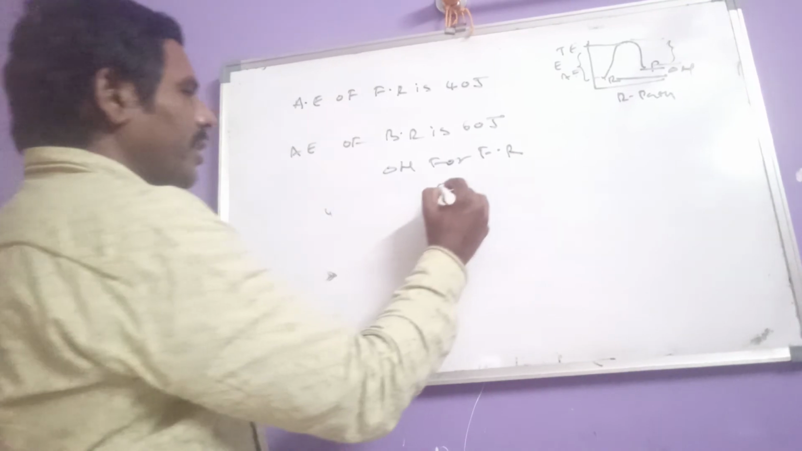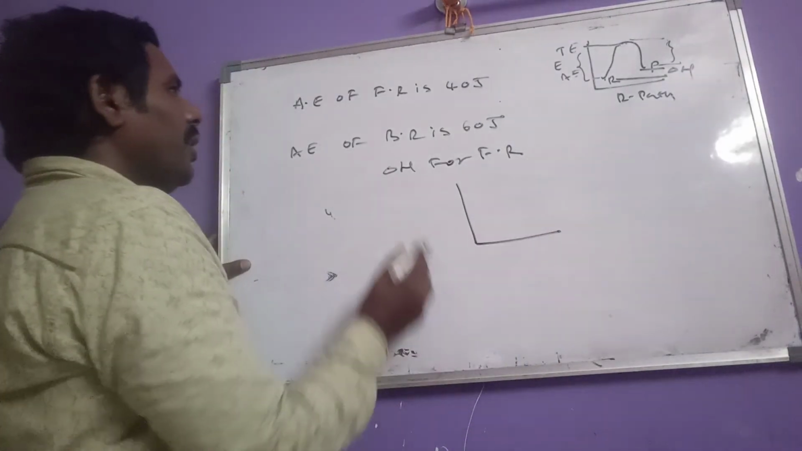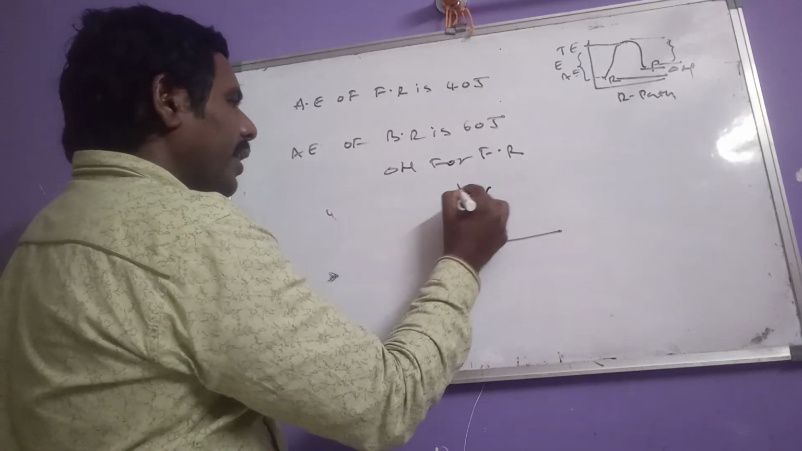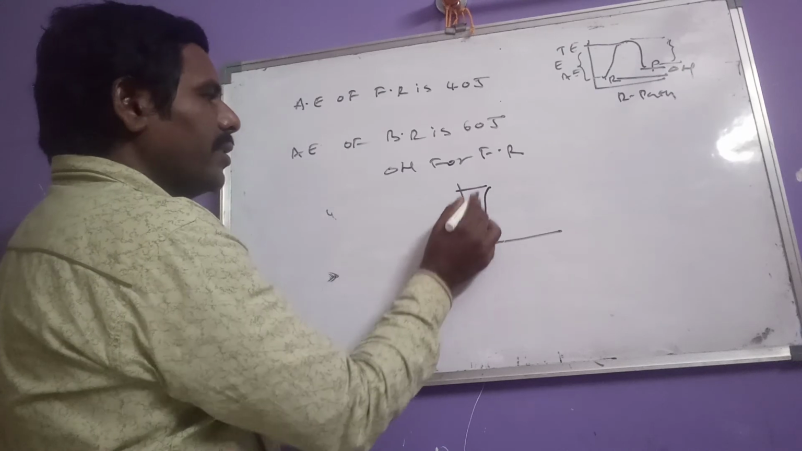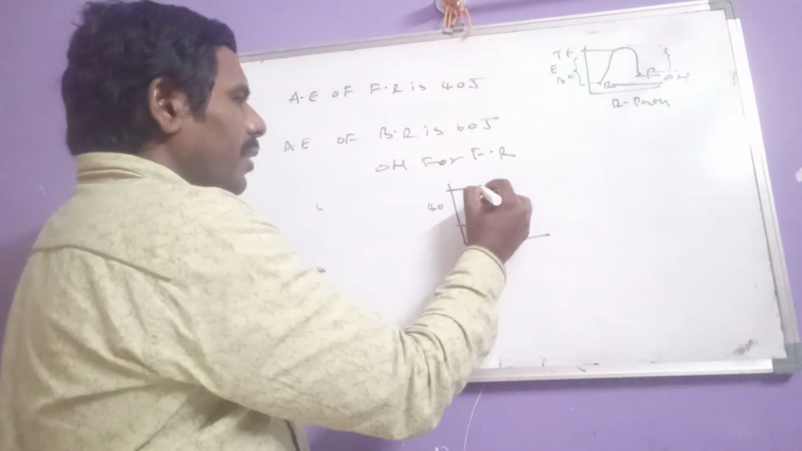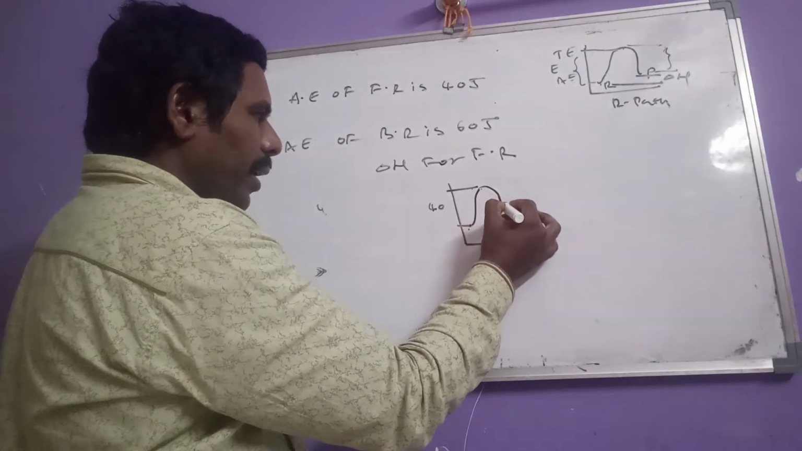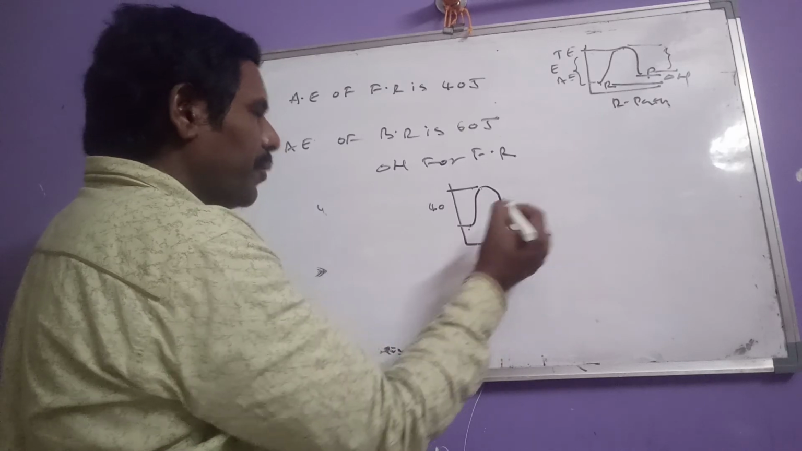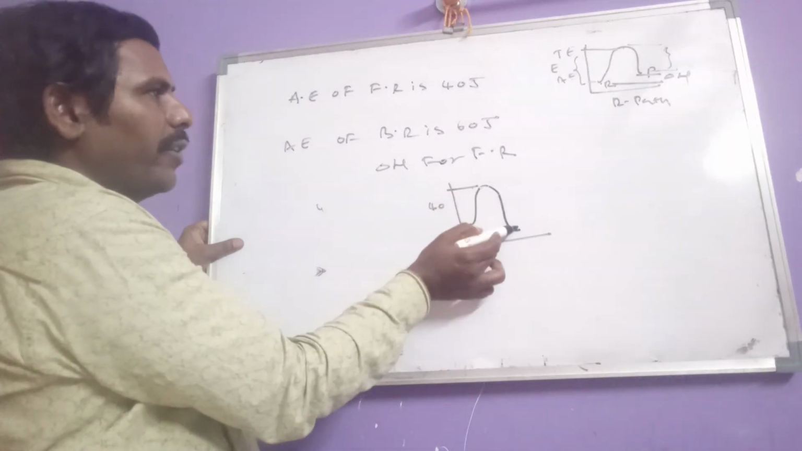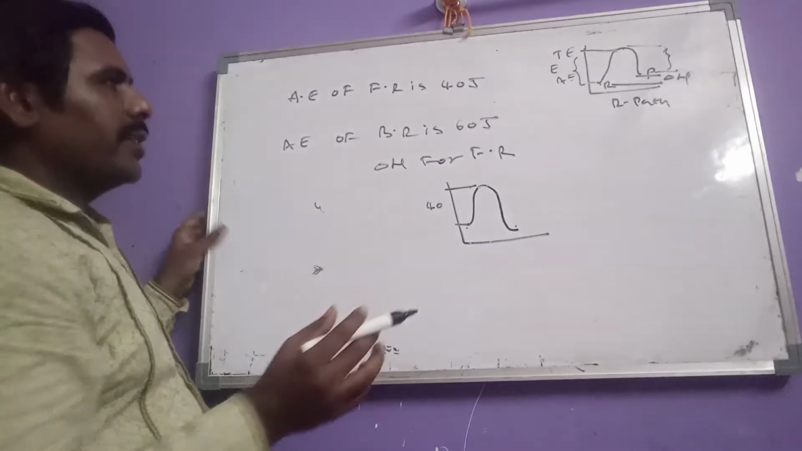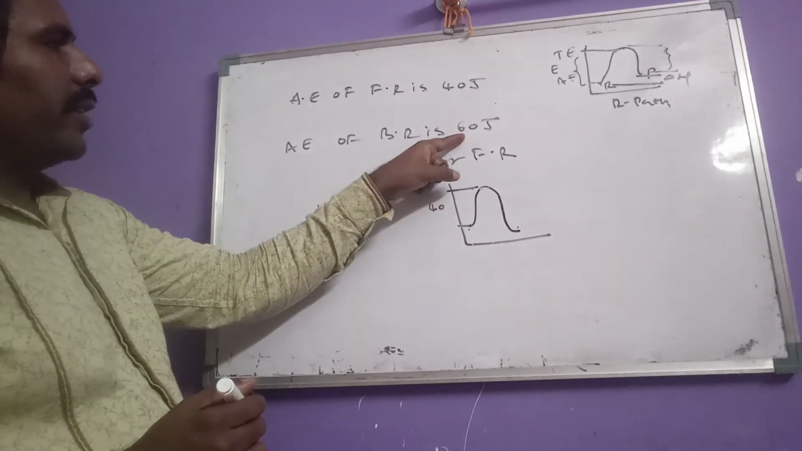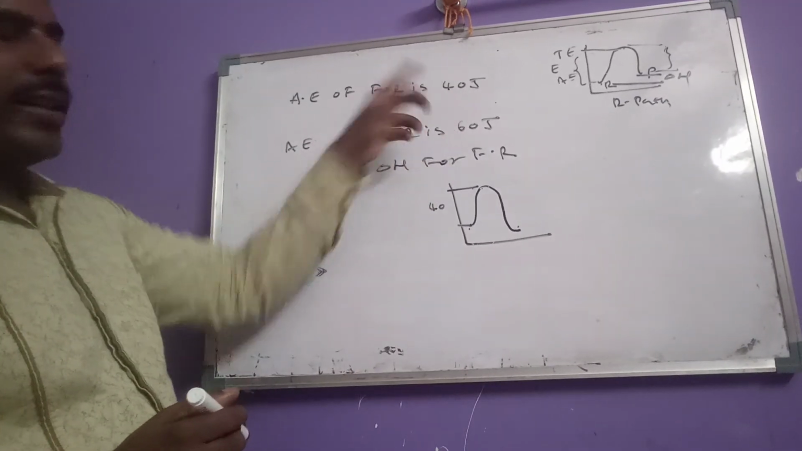For such types of questions, first let us draw the diagram. See here, activation energy of forward reaction is 40 joules. Let it be the gap between reactants energy and threshold energy. This is 40. And we have to draw this side also one line. But while drawing the line, we have to observe what this gap means: activation energy of backward reaction. In the given question, which is having the greater value? Activation energy of backward reaction is 60 joules, activation energy of forward reaction is 40 joules.